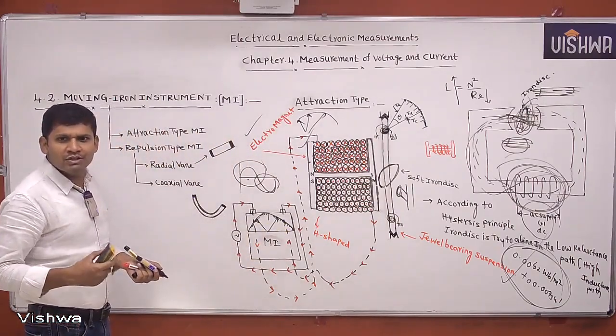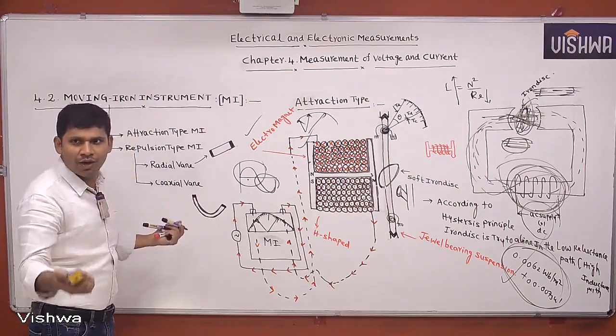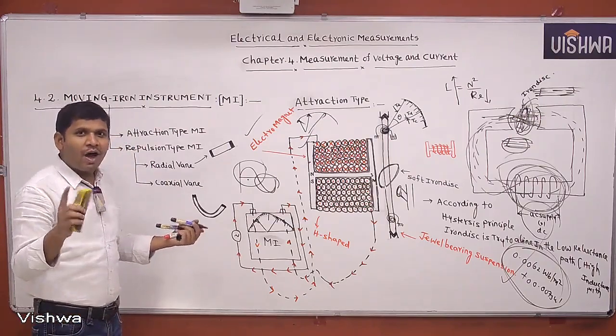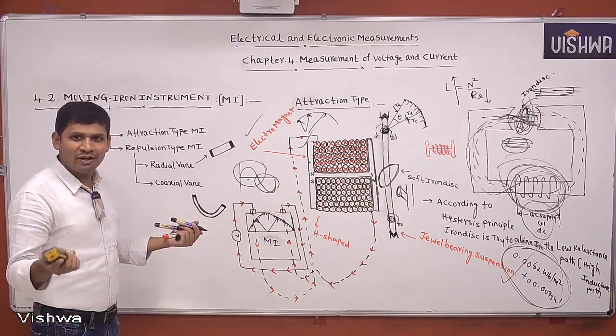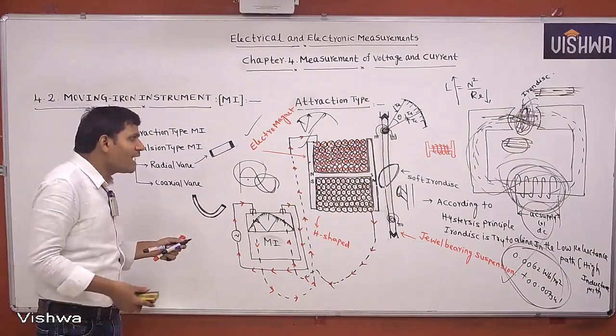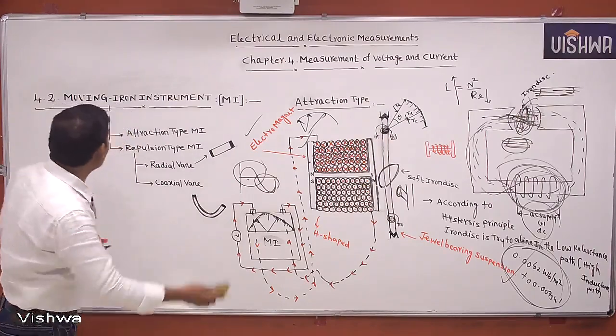Here I want to list out the points. What are the points I will list out here? The same points will be applicable for the repulsion type instrument also, but the operation of the repulsion type instrument will be different as compared to the attraction type instrument. By name itself, one works on the attraction principle, the other works on the repulsion principle. Okay, you list out some points.